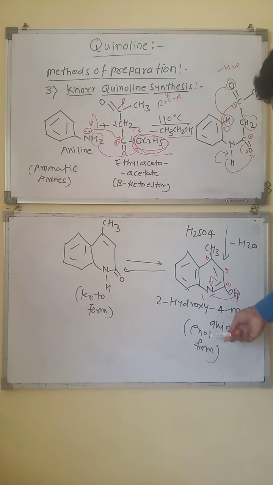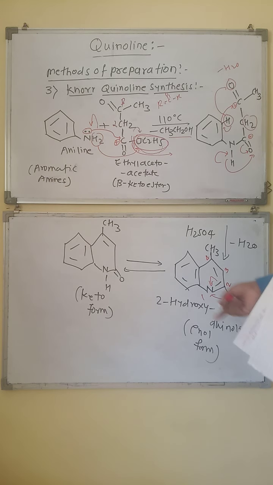Now look at this structure. It is the enol form because of the presence of the OH group, and it can be interconverted with another form, that is the keto form. So this phenomenon is called tautomerism.